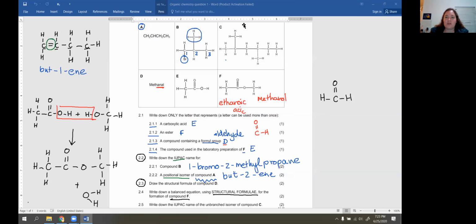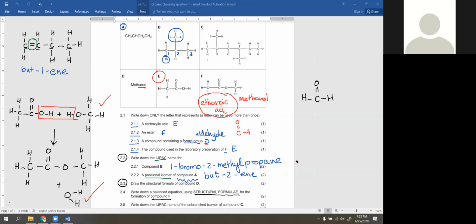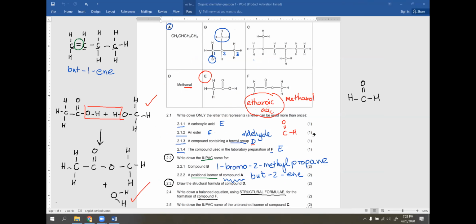I am not quite certain how they do this for 2 marks, because my feeling is usually it's 1 mark for each of these and 1 mark for the water. However, I have a sneaky suspicion that since they already asked you about ethanoic acid over there, they probably felt they didn't need to give you a mark for drawing the ethanoic acid. All right, so that's pretty important for that bit.